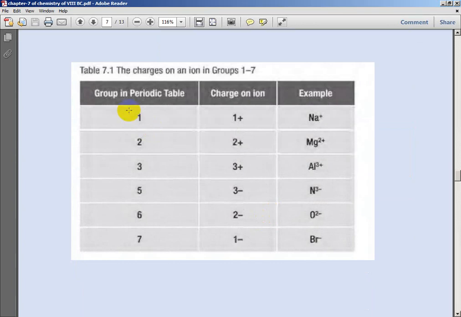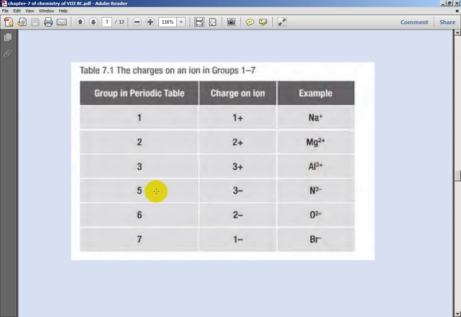Okay, this is the group 1 elements. Group 1 elements in the periodic table have a plus one positive charge, like sodium Na plus. And group 2 elements, all group 2 elements have a 2 plus charge, for example magnesium 2 plus. And group 3 elements in the periodic table have a 3 plus charge, an example is aluminum 3 plus.